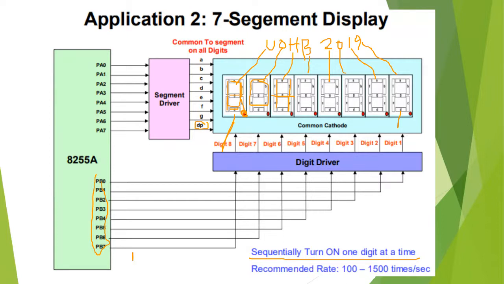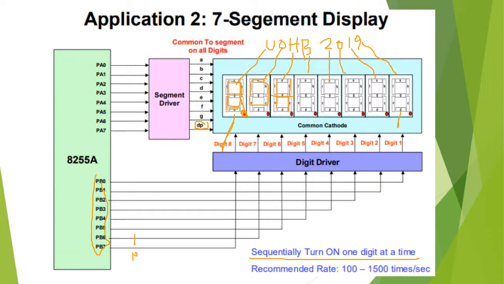PB7 is 1. Others are 0. So that means this digit is on. This is active. If this digit is active, now we'll send the data through port A for U. For U, what will be the A, B, C, D, E, F, G, and DP, and then we make all the digits 0, except PB6 is 1.